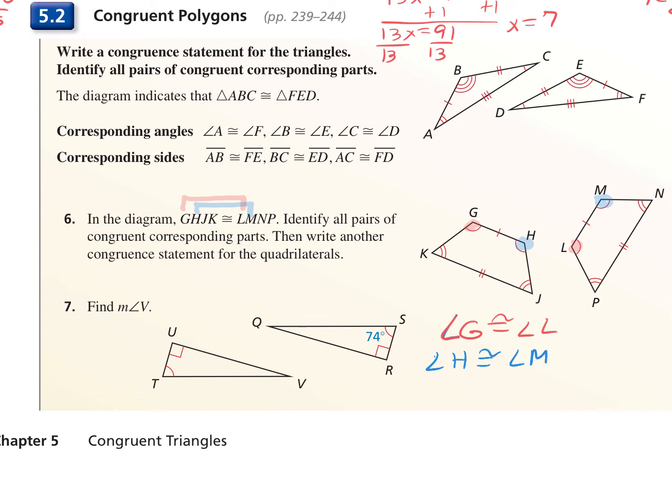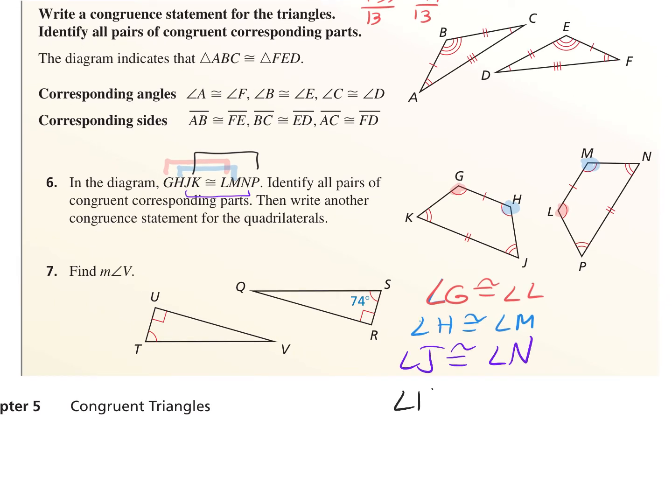And then I can do it with the third letter, which is going to be the J, and it's going to match with the N. So angle J is congruent to angle N. And then finally the last one, K and P are also going to match. Now I've matched all 4 angles in my quadrilateral. Now I have to go back and match the 4 sides.